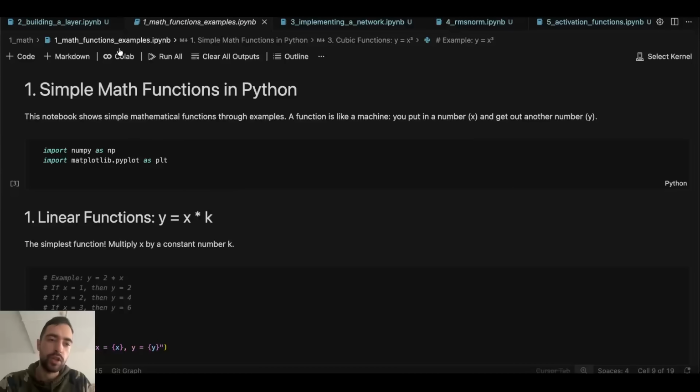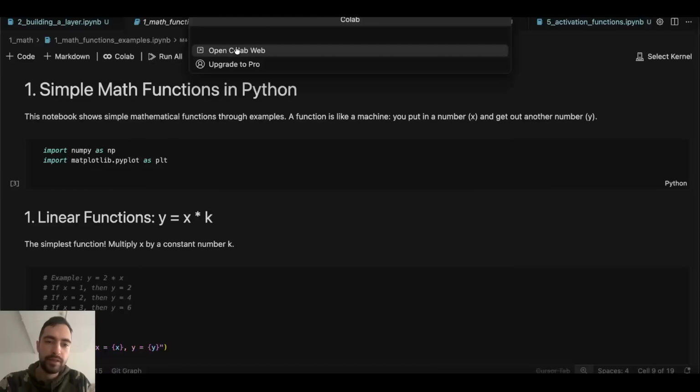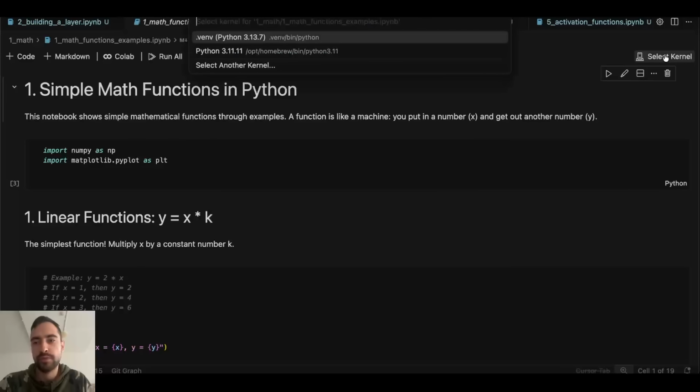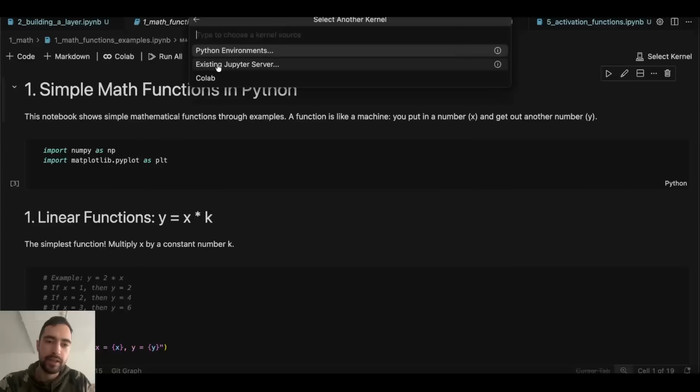If you install the Google Colab extension, you can click here on Google Colab, and we can say open Google Colab web. But I don't want to open this on web. I want to say select kernel with which to activate this, and select another kernel, and then Colab.